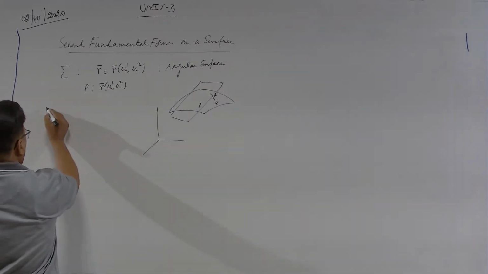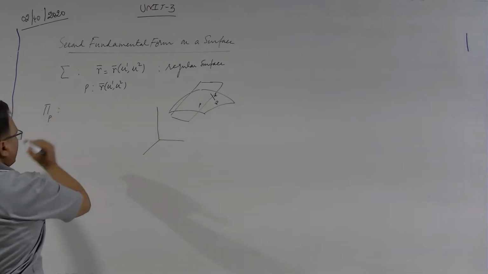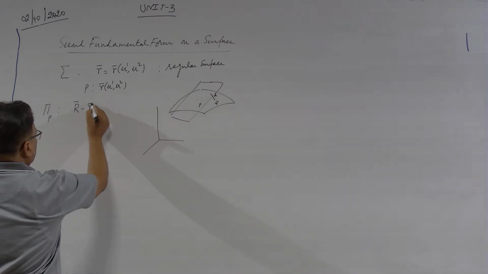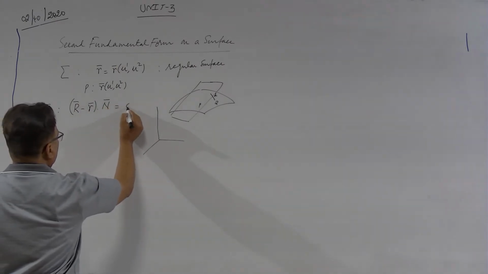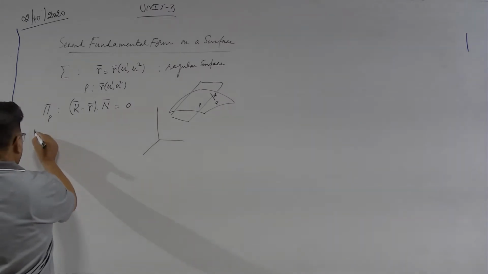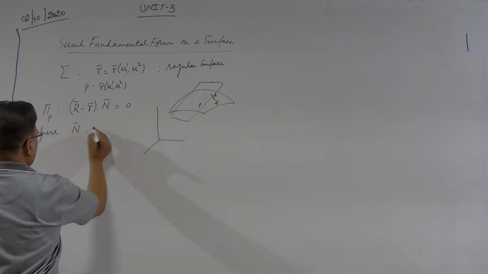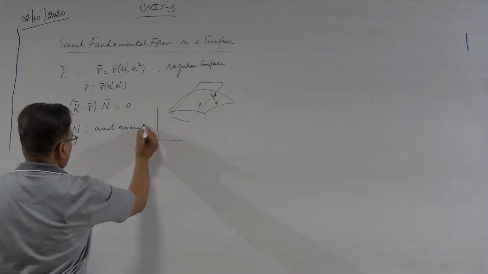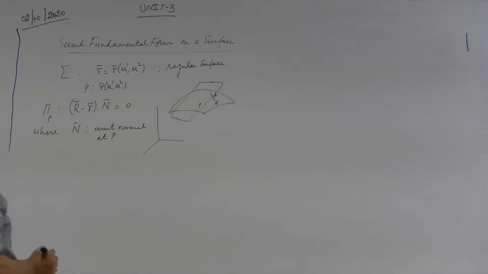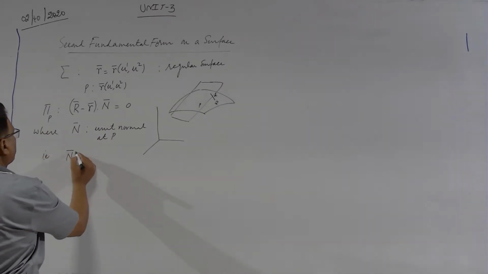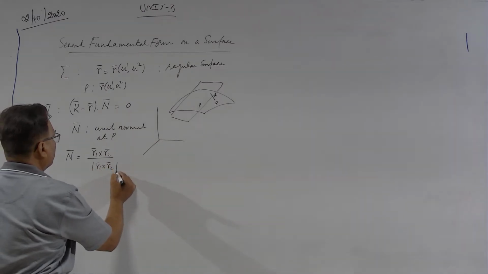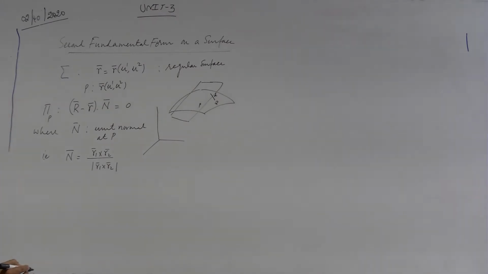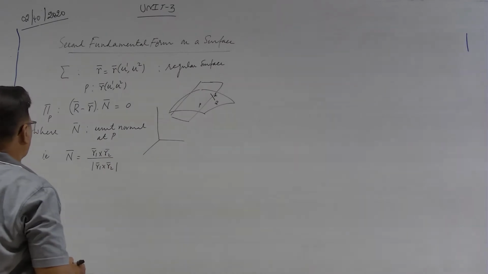So, I am considering a tangent plane at the point P, and this tangent plane is defined by the equation (r minus r0) dot n equal to 0, where n is as usual the unit normal to the surface at the point P. That is, n is equal to r1 cross r2 upon modulus of r1 cross r2. r1, r2 are known to us, they are the basic tangent vectors on the surface. r1 is the derivative of r with respect to u1, r2 is the derivative of r with respect to u2. So, this is the normal to the surface.